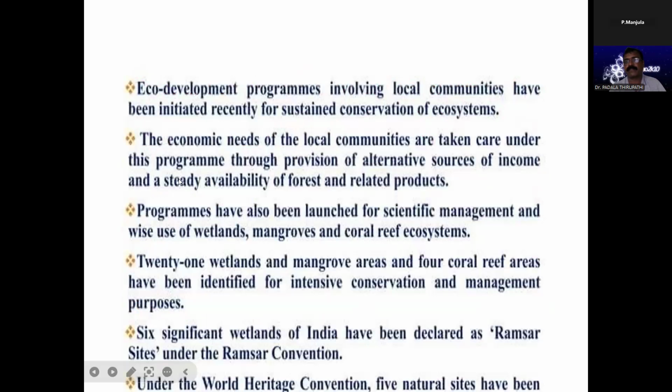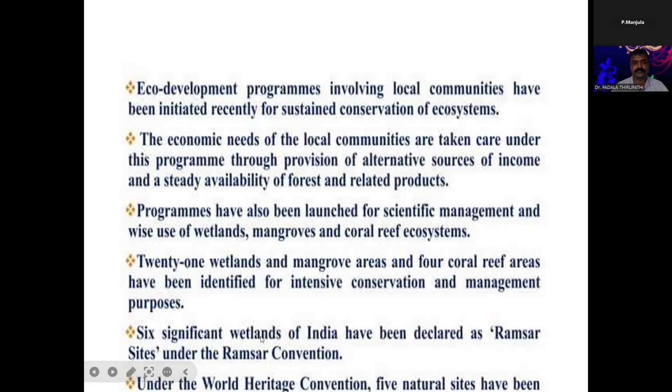And in protected areas, human intervention is also minimum, and pollution and poaching can be checked. So eco development programs involving the local communities have been initiated recently for the sustained conservation of ecosystems, and the economic needs of the local communities are also taken care of under this program. Through the provision of alternative sources of income, and also for the steady availability of forest and related products.